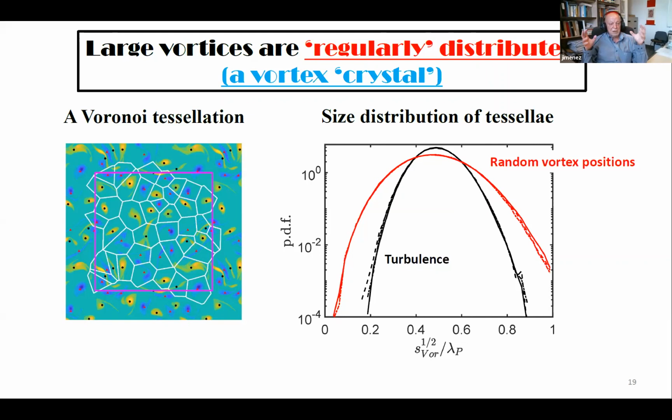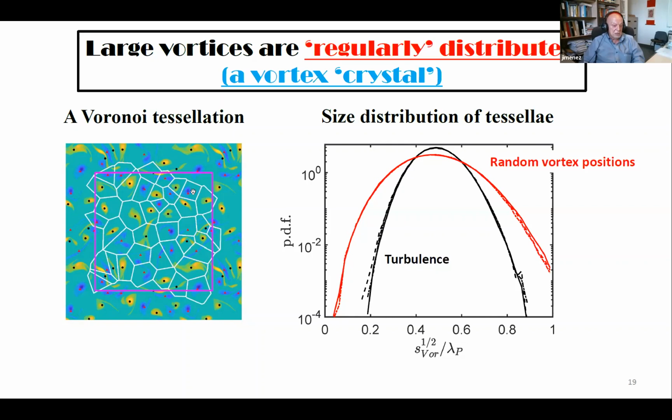And the way to see that this is a crystal, organized at random, is to do this Voronoi tessellation of the plane. Basically, you take your vortices, substitute them by the center of gravity, and then distribute the plane into regions which are the nearest neighbor of each point. This is called a Voronoi tessellation.